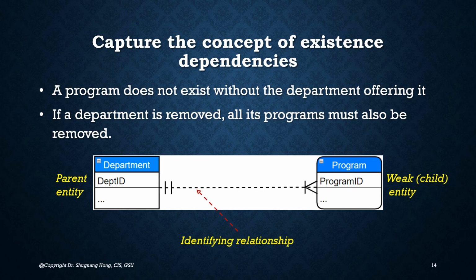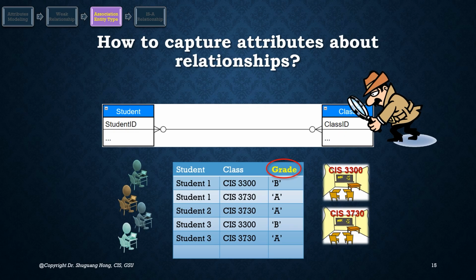How to capture attributes about relationships. The relationship between student and class captured which students took which classes. But how to model the fact that students received grades from the classes they took? We seem to have three choices.